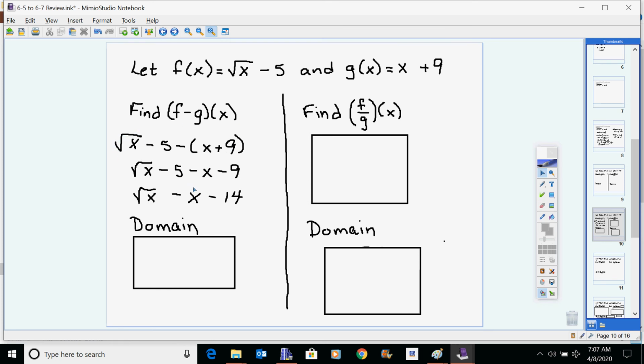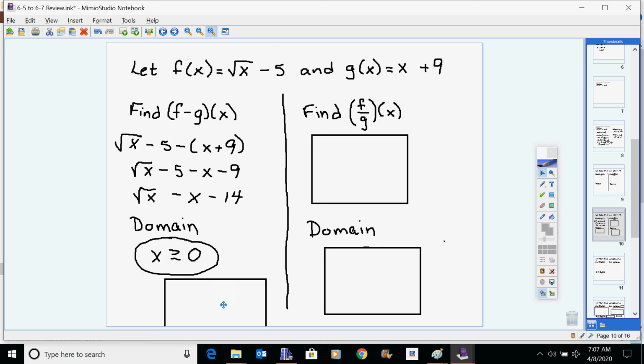However, since we do have a square root of x in this mix, you have to be careful and say, wait a minute, this number can be 0, it can be positive, but it can't be negative. So our domain is all x such that x is greater than or equal to 0. Less than just doesn't work.